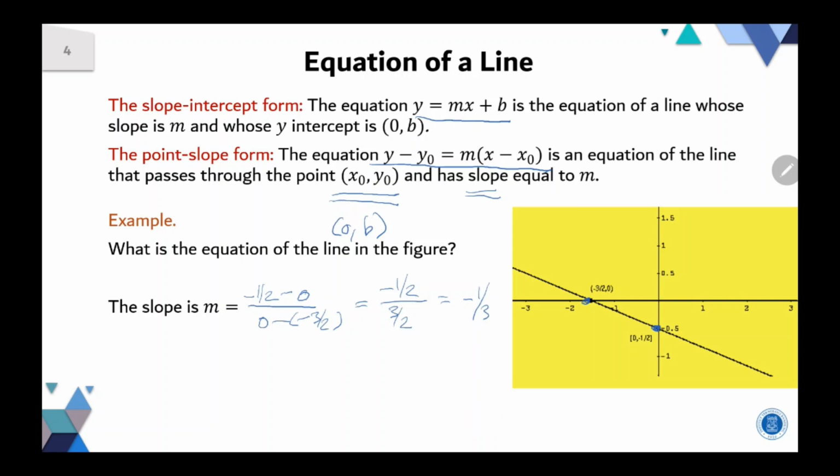Here we have minus 1 over 3. So now we have the slope, and then we have the y-intercept. So the slope intercept form will be y equal to minus 1 over 3 x, and b is what? Minus half.